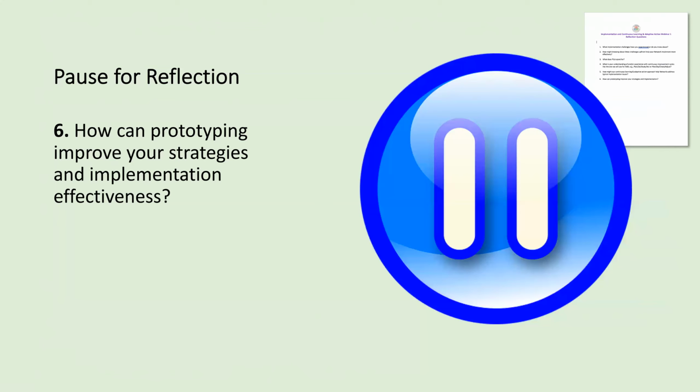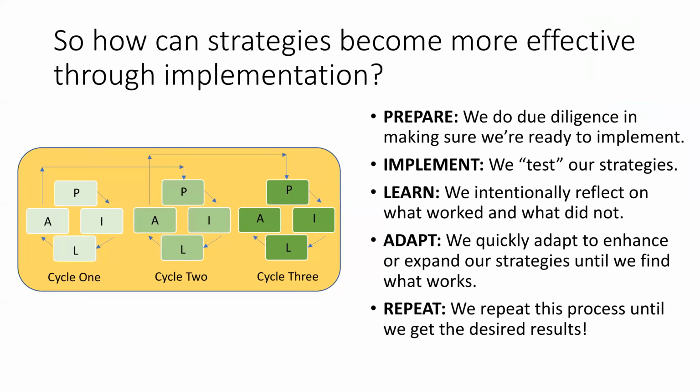Okay, so let's move to wrapping up our webinar. So how can strategies become more effective through implementation? This really is the central question of this webinar. So despite the complexity of our work, the answer is actually, I think, quite simple. It's really about preparing, implementing, learning, adapting, and then repeating the process until we get to the desired results. When we prepare, we have to do our due diligence in making sure we're ready to implement. So we can't usually go directly from strategy design into implementing our strategies. Quite often there's some work that still needs to be done to be ready to implement on those strategies.